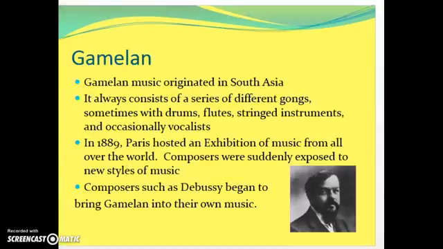Gamelan. Gamelan music originated in South Asia. It always consists of a series of different gongs, sometimes with drums and flutes, stringed instruments, and occasionally vocalists. In 1889, Paris hosted an exhibition of music from all over the world. Composers were suddenly exposed to new styles of music. Composers such as Debussy began to bring gamelan into their own music.